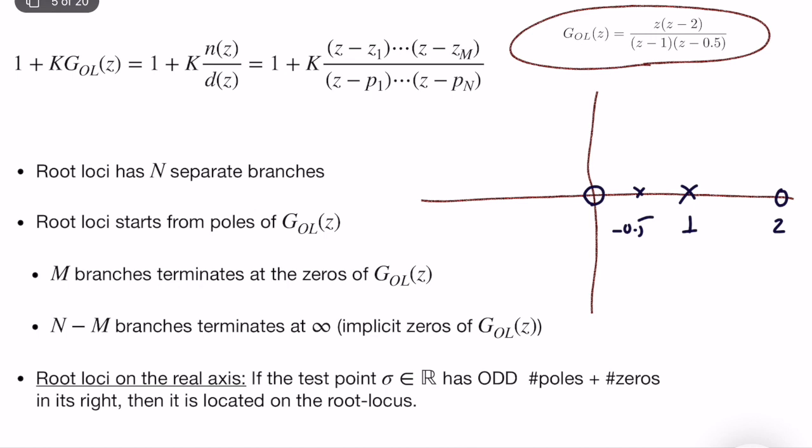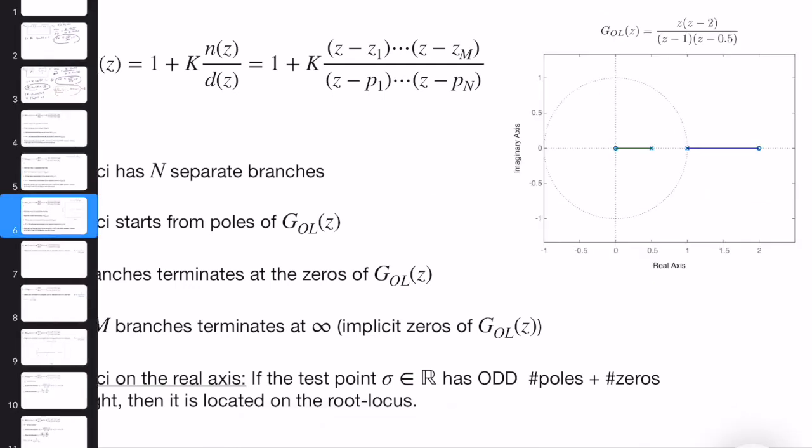Okay, so it says that the root locus will start from the poles and they will go to the zeros or implicit zeros. So we have 2 poles and 2 zeros, which means we have only 2 branches. One is going to this and one is going to this. So let's look at this region. I have 1 zero on the right side, so this is located on the root locus. If I look at this point, I have 2 zeros and poles, so this is not located on the root locus. So let's check if it's correct or not. It should be correct. As you can see, it's correct.